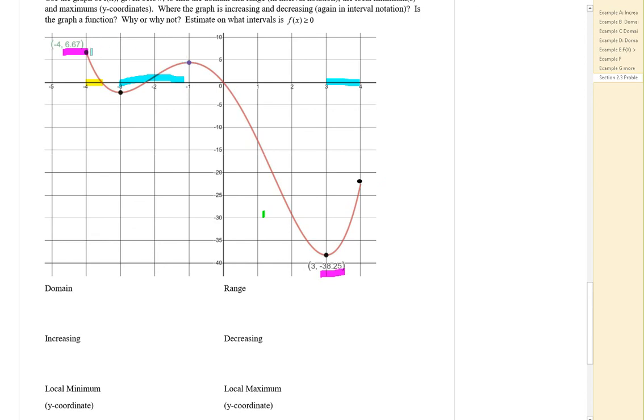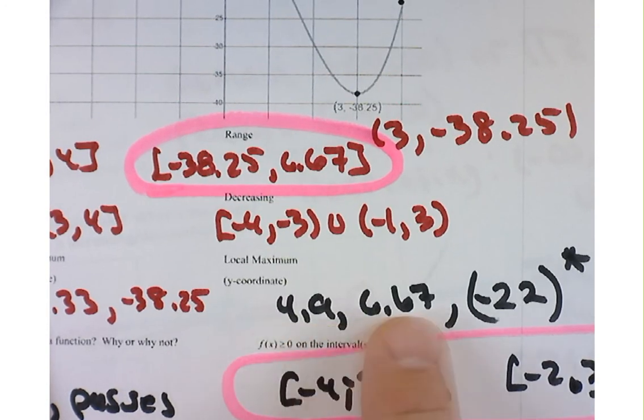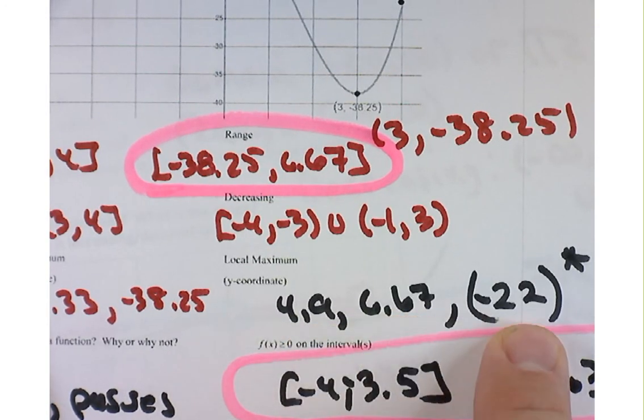The other possibilities for local max I would take would be this one right here and this one over here. That is a local max in the sense that it's bigger than anything near it. This one's actually a global max, but again, I'll take it. So throwing in those values, I get 4.9, 6.67, and negative 22.